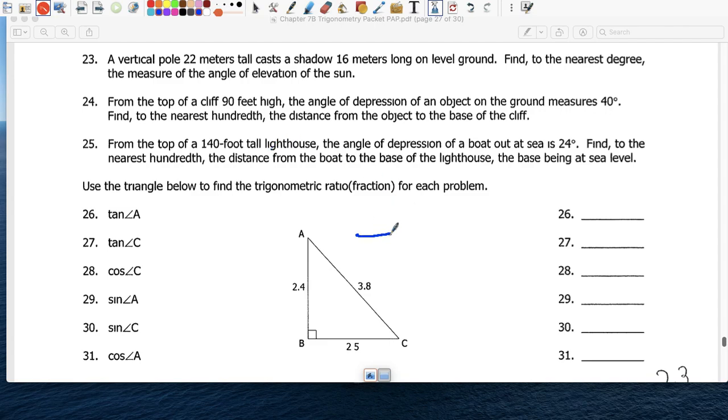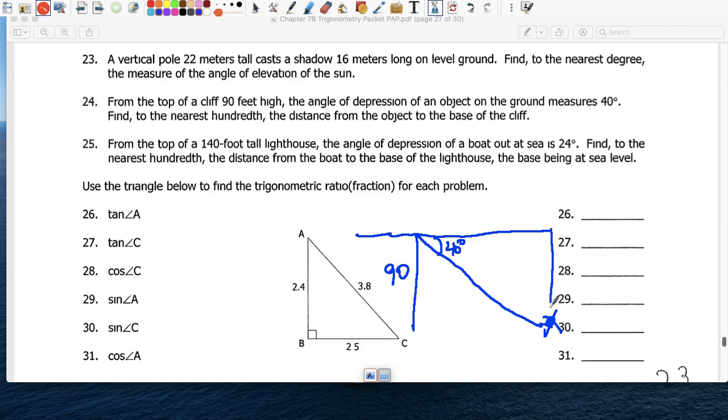Top of a cliff, here's a cliff, which is 90 feet high. The angle of depression, so remember the angle of depression, it's going to be this angle right here. To the ground measures 40. Find to the nearest 100 the distance from the object. So here's the object right here. Let's make it an X, to the base of the cliff.